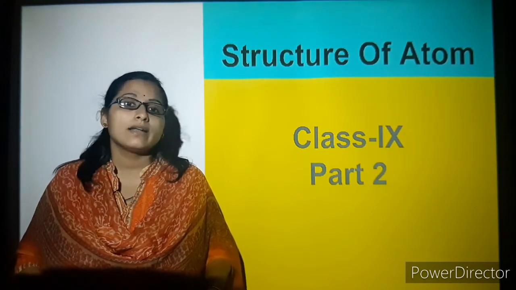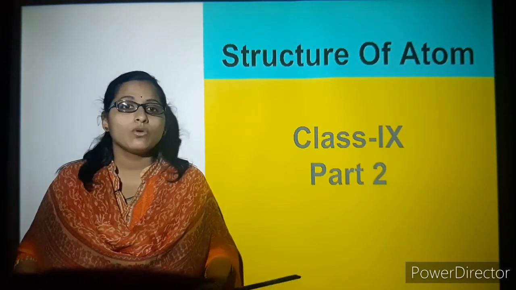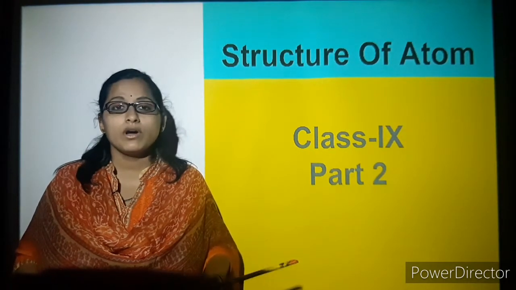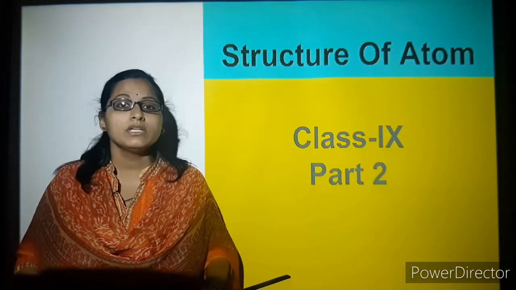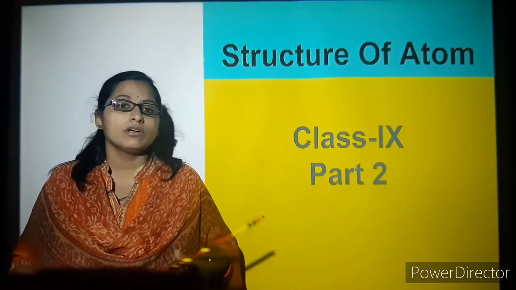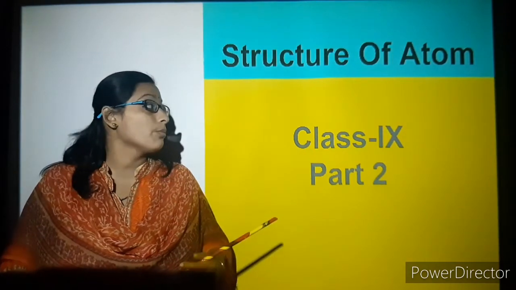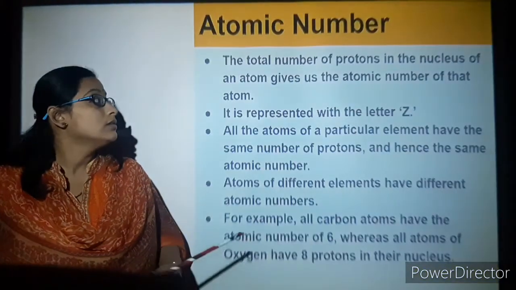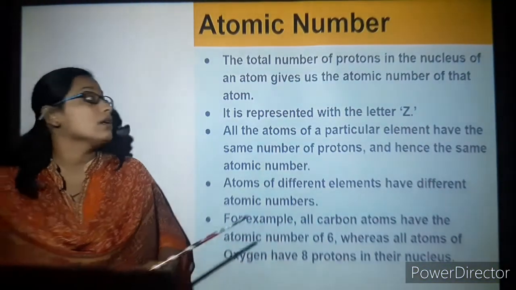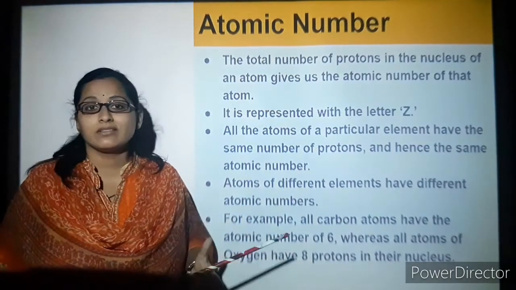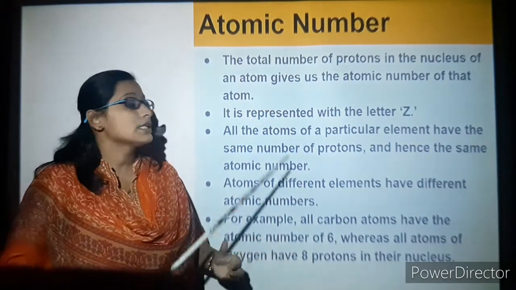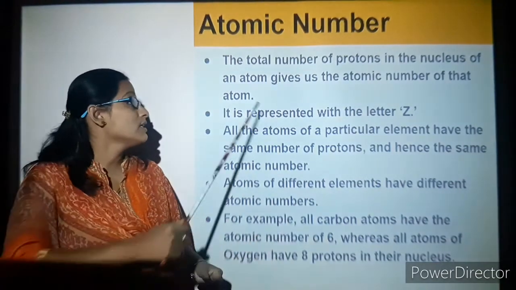So what is an atomic number? Let's understand. The number of protons present in the nucleus of an atom gives the atomic number. So let's start with the topic. As I told, it is the total number of protons present in the nucleus of an atom that gives the atomic number of that atom.